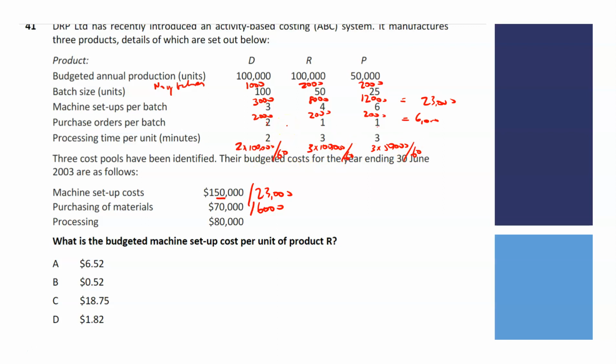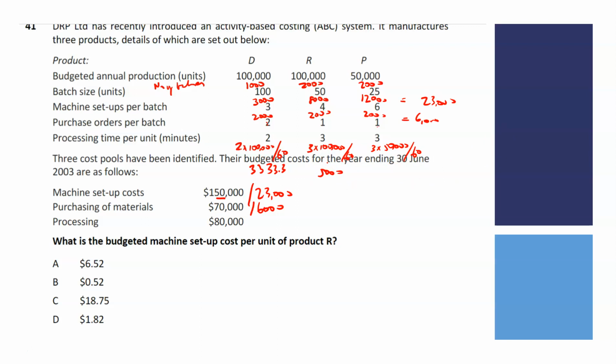So 2 times 100,000 divided by 60 is 3,333 hours. Right, and I'll do the same thing here. 3 times 100,000 divided by 60. I get 5,000 hours.